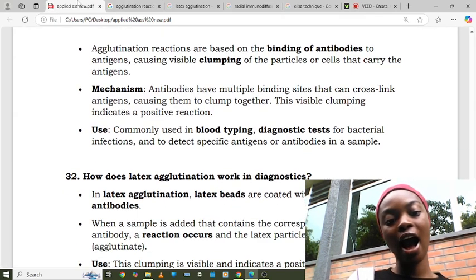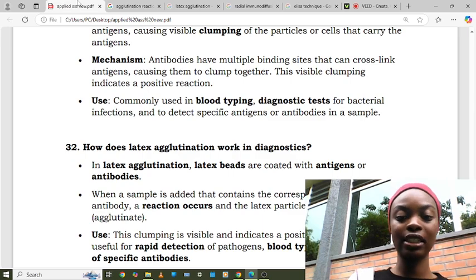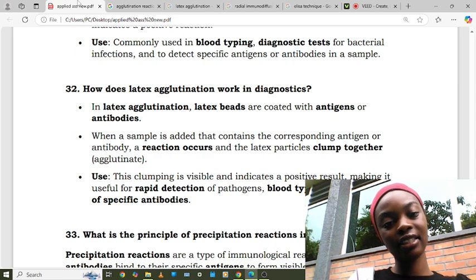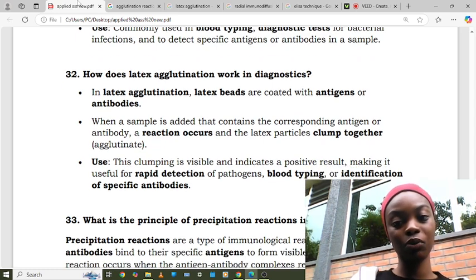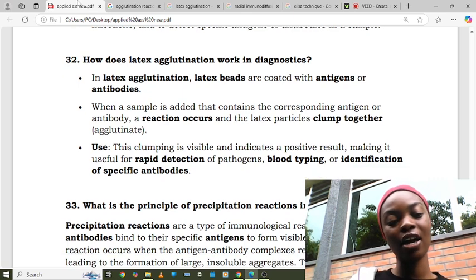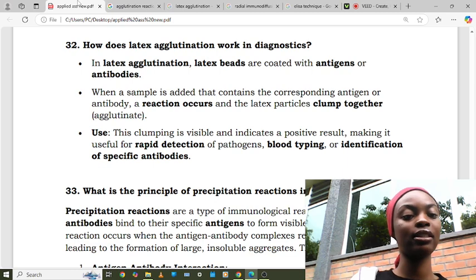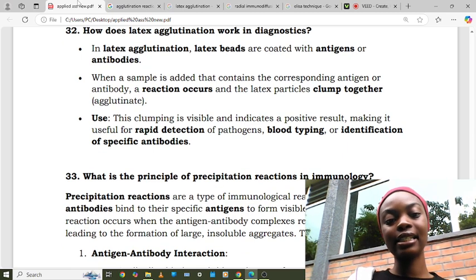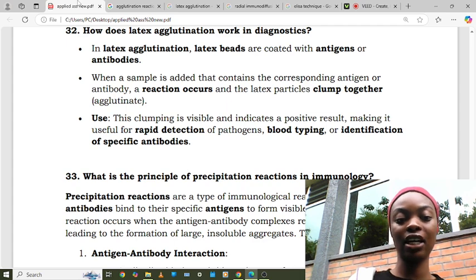Next question. How does latex agglutination work in diagnostics? In latex agglutination, latex beads are coated with antigen or antibodies. When a sample is added that contains the corresponding antigen or antibodies, a reaction occurs, and the latex particles clump together. Agglutinate. Use: this clumping is visible and indicates a positive result, making it useful for rapid detection of pathogens, blood typing, or identification of specific antibodies.